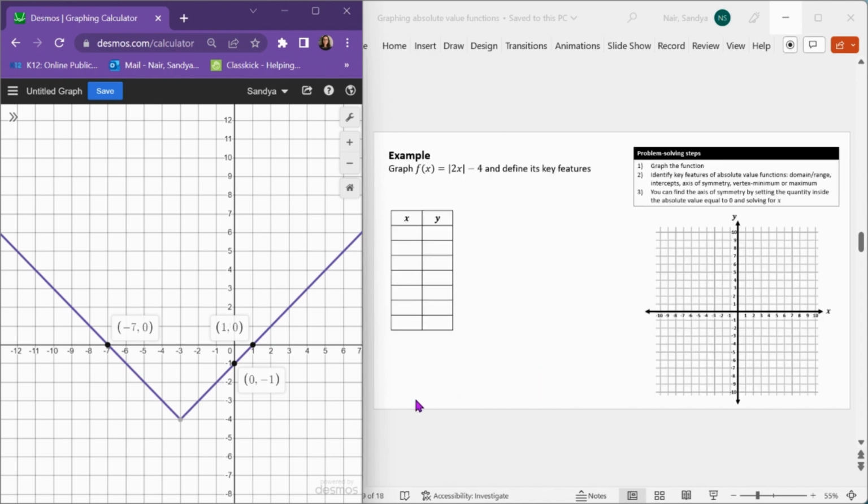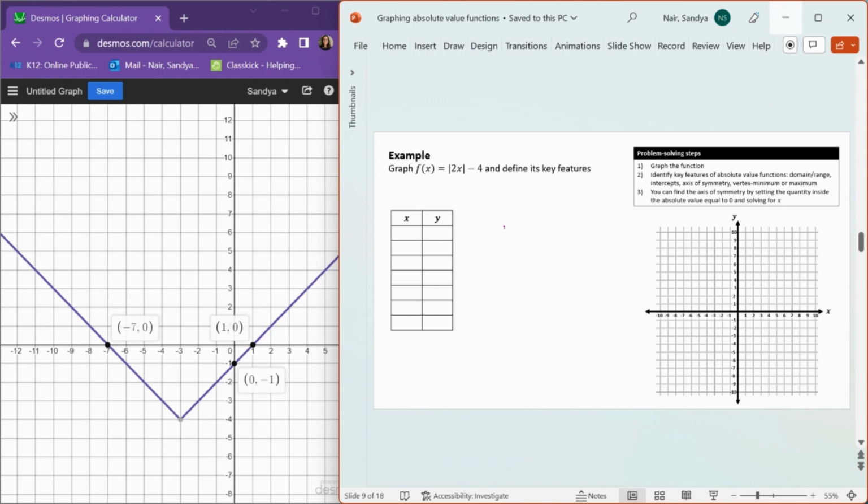So now let's try graphing some examples. Let's start off with f of x equals the absolute value of 2x minus 4, and let's define its key features. So let's start off by figuring out some points. I'm going to use some x values, and I'm going to plug them into my function and use those to figure out some points that I need to graph. So I'm going to plug in x values like -3, -2, -1, 0, 1, 2, and 3. Okay, so the way to graph these by hand, I'm going to plug in these x values and then solve for y.